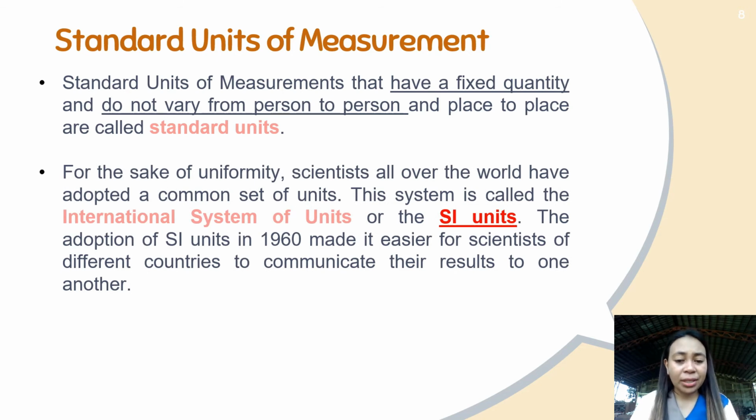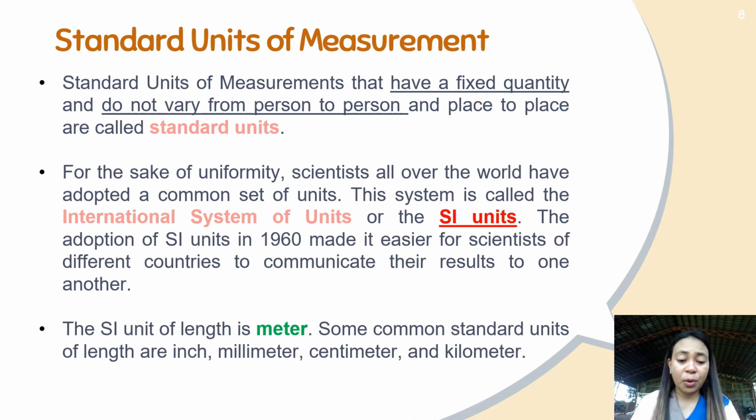For the sake of uniformity, scientists all over the world have adopted a common set of units. This system is called the International System of Units, or the SI units. The adoption of SI units in 1960 made it easier for scientists of different countries to communicate their results to one another. So now we have the standard units of measurement. For example, for length, our SI unit is meter. Some common standard units of length that we use are inch, millimeter, centimeter, and kilometer. These are now standards.